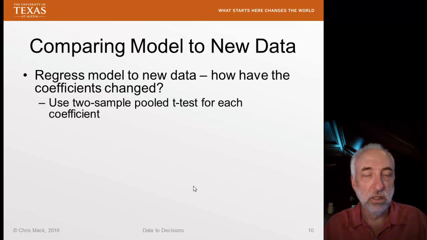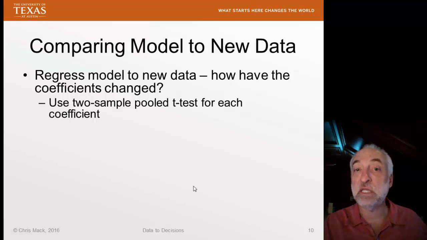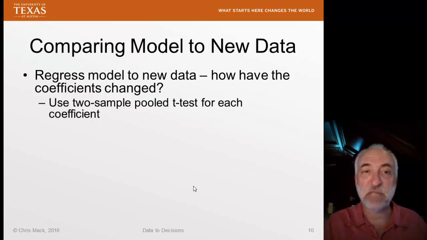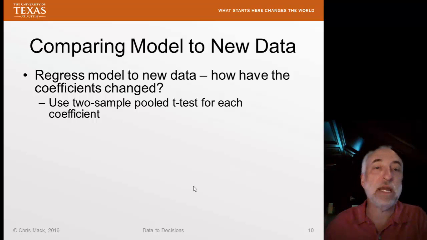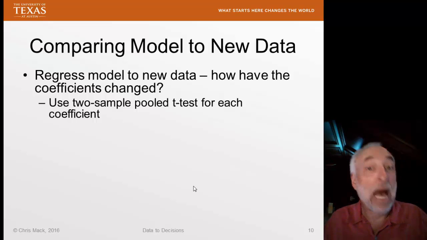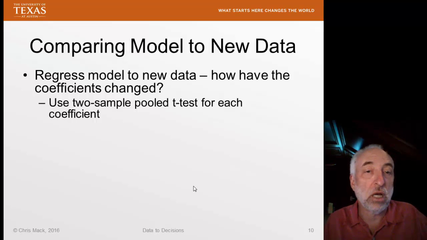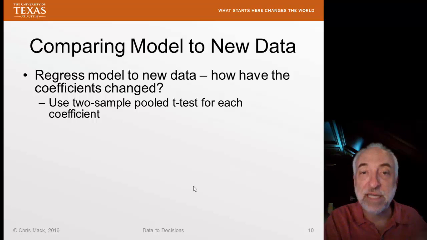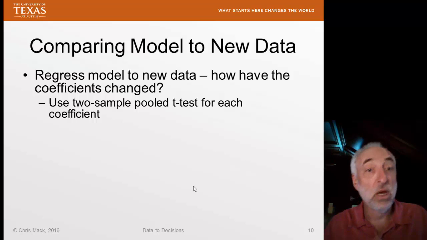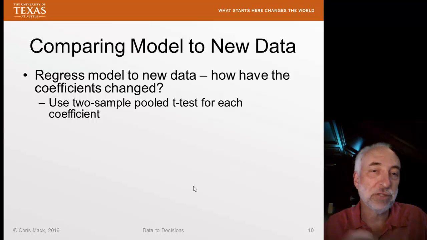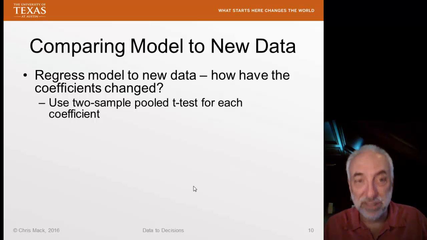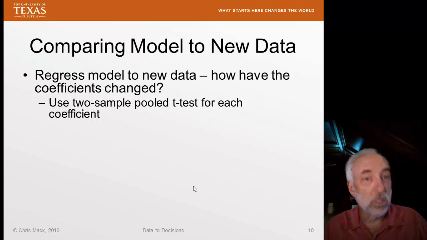We've regressed the model to our existing data. We've gotten best parameters. Now we'll regress the model to the new data, and we'll get a new set of parameters. How much have those parameters changed? How much do the coefficients change from one data set to a second data set? Well, we can use what's called a two-sample pooled t-test for each of the coefficients.